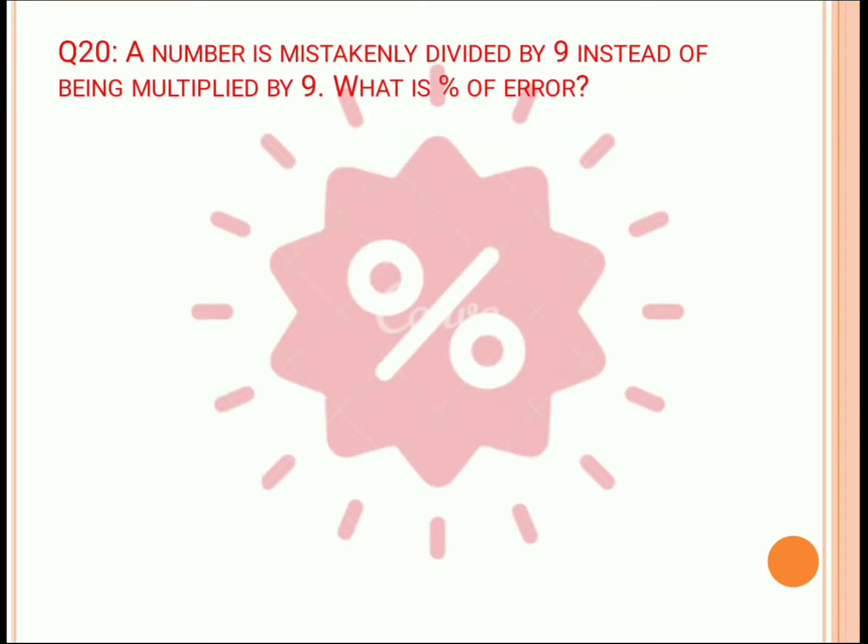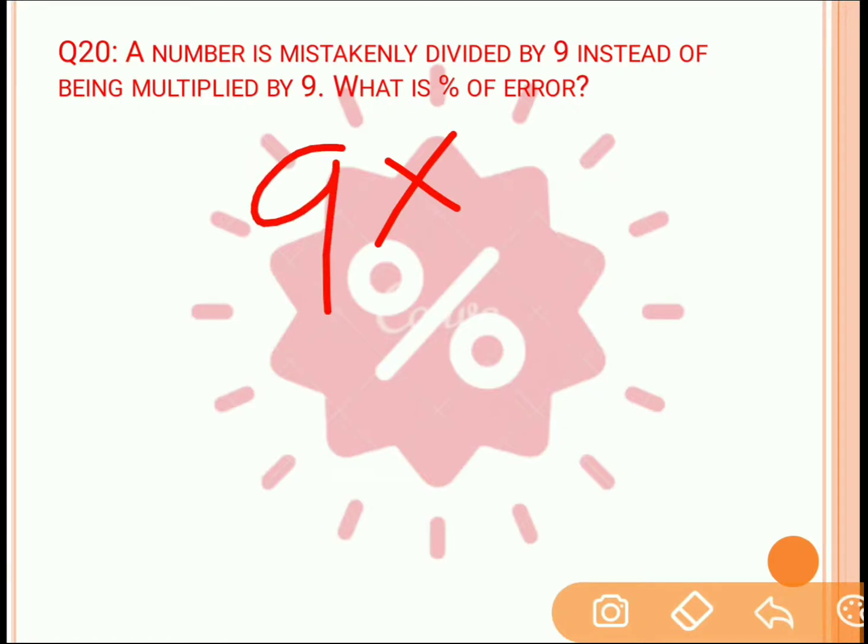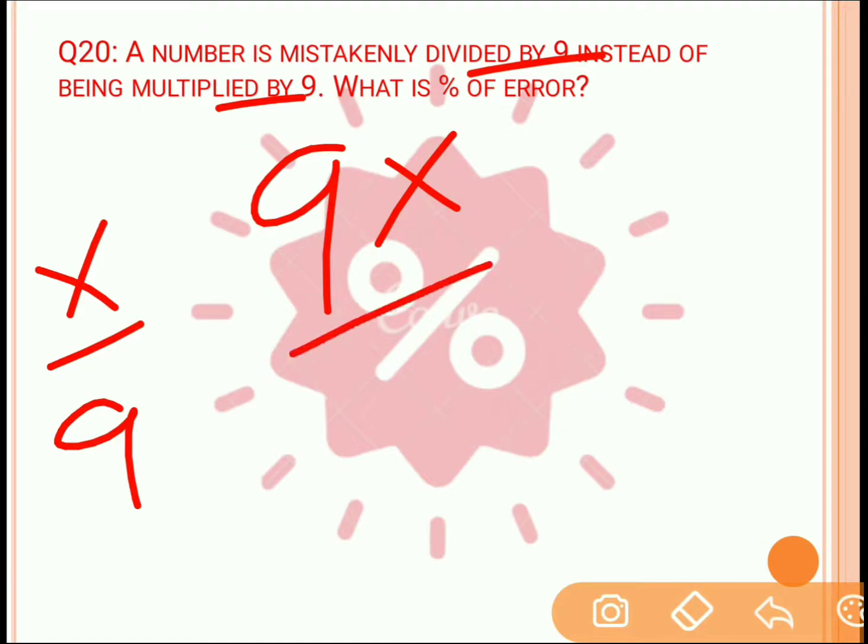Let's move to the next problem. Question number 20. A number is mistakenly divided by 9 instead of being multiplied by 9. What is the percentage of error? So let's say a number is x and we have to multiply this number by 9. Now mistakenly it has been divided by 9 instead of being multiplied by 9. So what is the mistake which we have made? The number was x and we divided this number by 9. However, we should have multiplied that number by 9 instead of dividing.